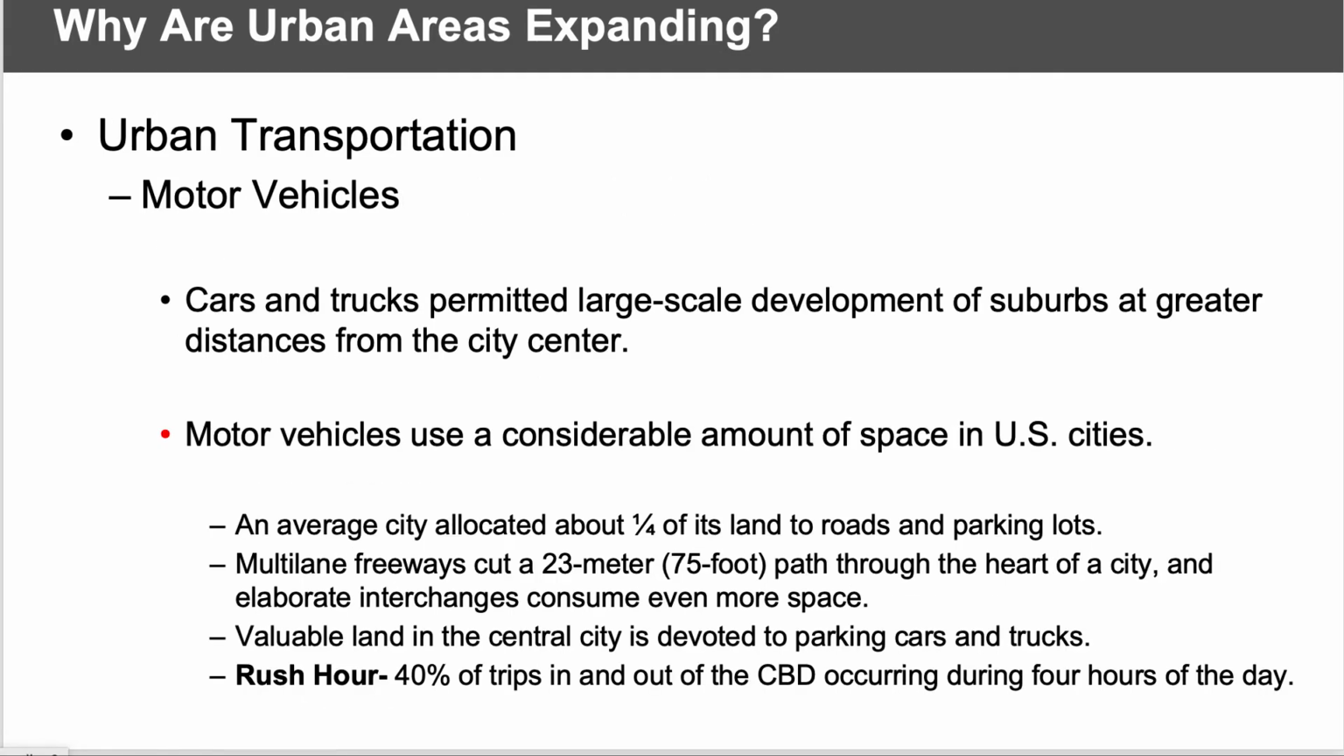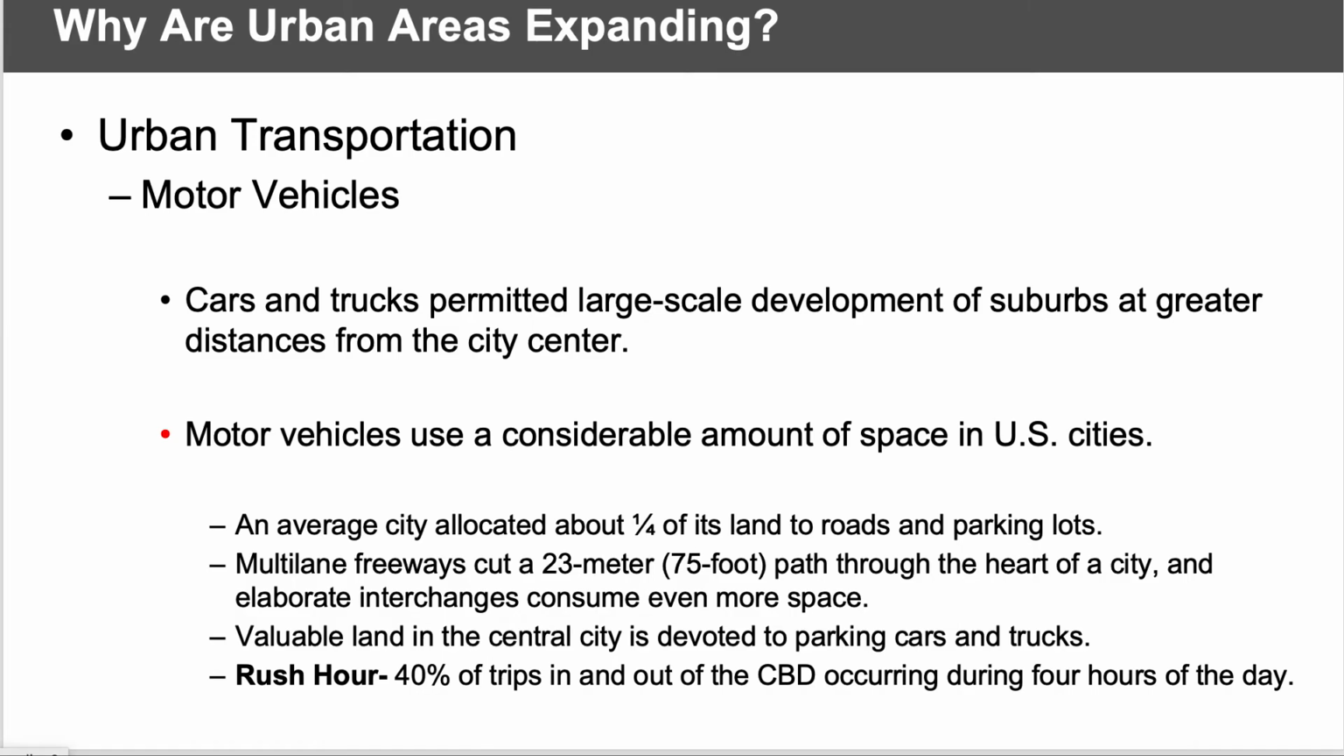Motor vehicles. Cars and trucks permitted large-scale development of suburbs at a greater distance from the central city. Motor vehicles use a considerable amount of space in U.S. cities. The average city allocates about 1/4 of its land to roads and parking lots. Multi-lane freeways cut 75-foot wide paths through the heart of a city, and elaborate interchanges consume even more space. Valuable land in the central city is devoted to parking cars and trucks.